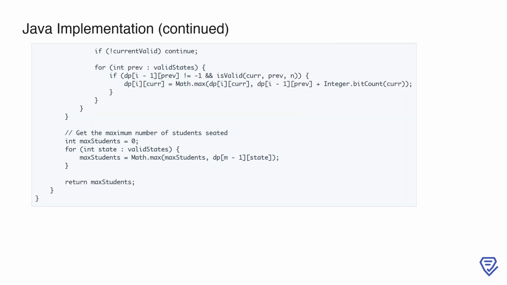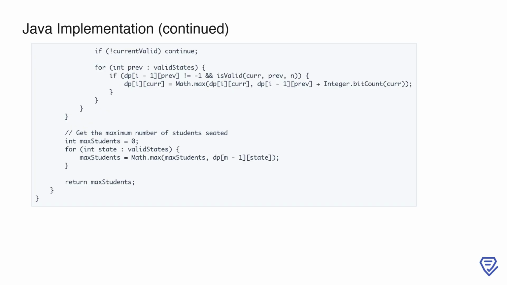If the current state passes the validation for the row, we then compare it with all valid states from the previous row. For each valid combination of current and previous states, if the DP value for the previous row and state is not -1 and the combination satisfies the isValid function, we calculate the maximum number of students that can be seated. This is done by taking the existing value in the DP table for the current row and state and comparing it with the sum of the DP value from the previous row and the bit count of the current state. The Math.max function ensures we keep the optimal value. Finally, we compute the maximum number of students that can be seated across all valid states for the last row.